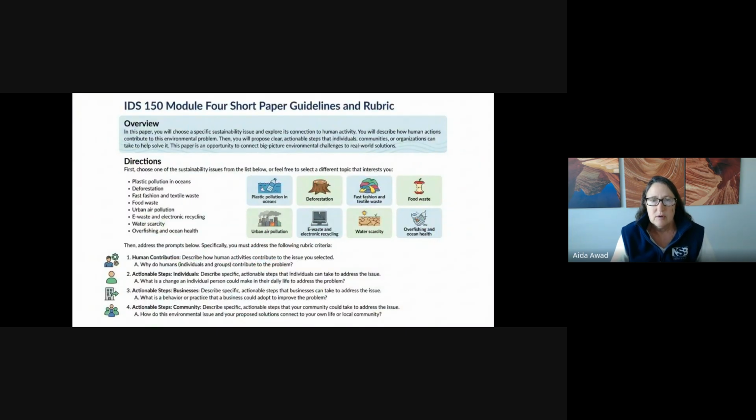First thing you're going to do is select a sustainability issue. You may pick from the list shown in the assignment that's in Brightspace, it's also shown on this slide, or you may choose a different issue. Just remember that you want to consider the prompts as you're choosing which issue you're going to work on. So let's go ahead and talk through the prompts.